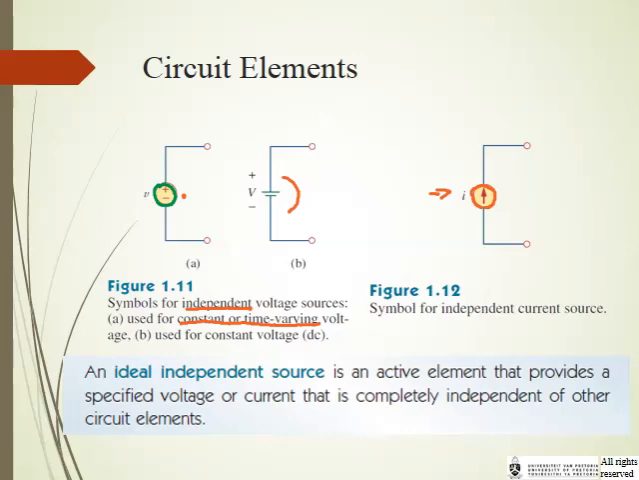Now what do we mean with independent? Here at the bottom we have an ideal independent source. An ideal independent source is an active element that provides a specified voltage or current that is completely independent of other circuit elements. In other words, it doesn't matter what happens in the rest of the circuit, there will always be that specific voltage across that voltage source, and the current through that source will always be the specified current.